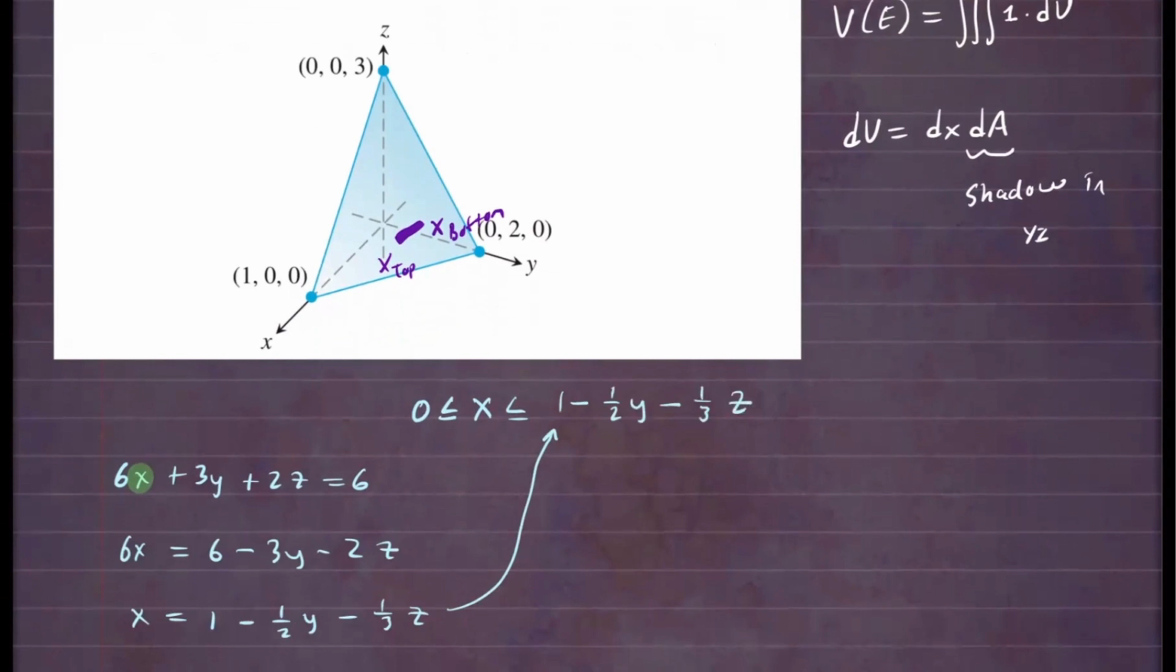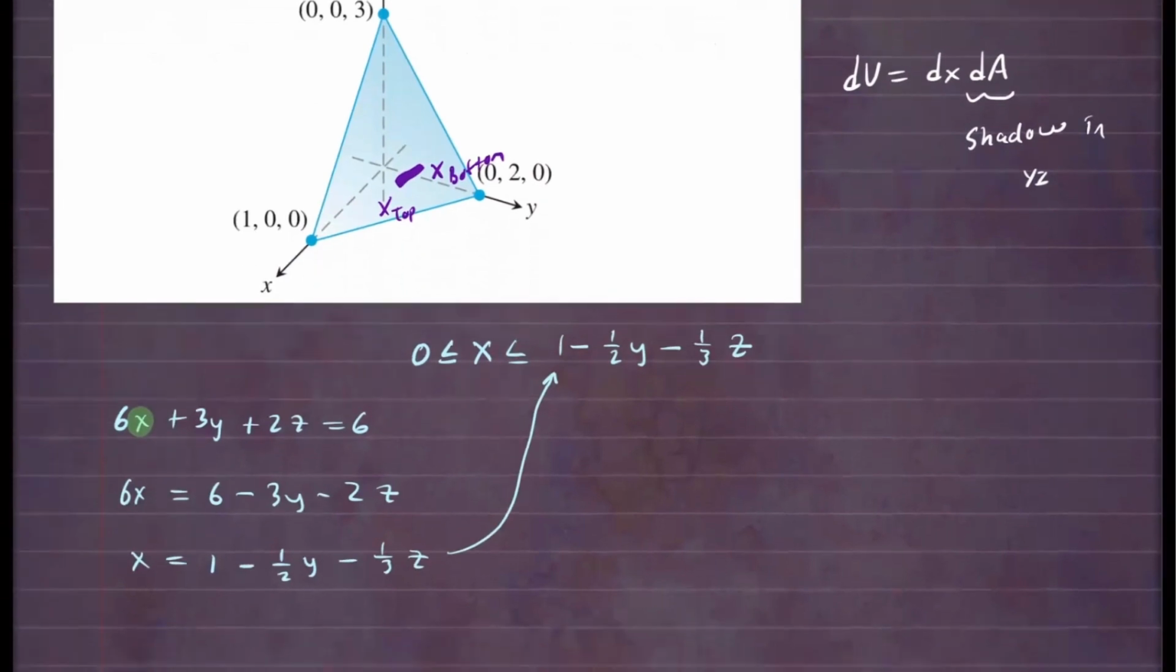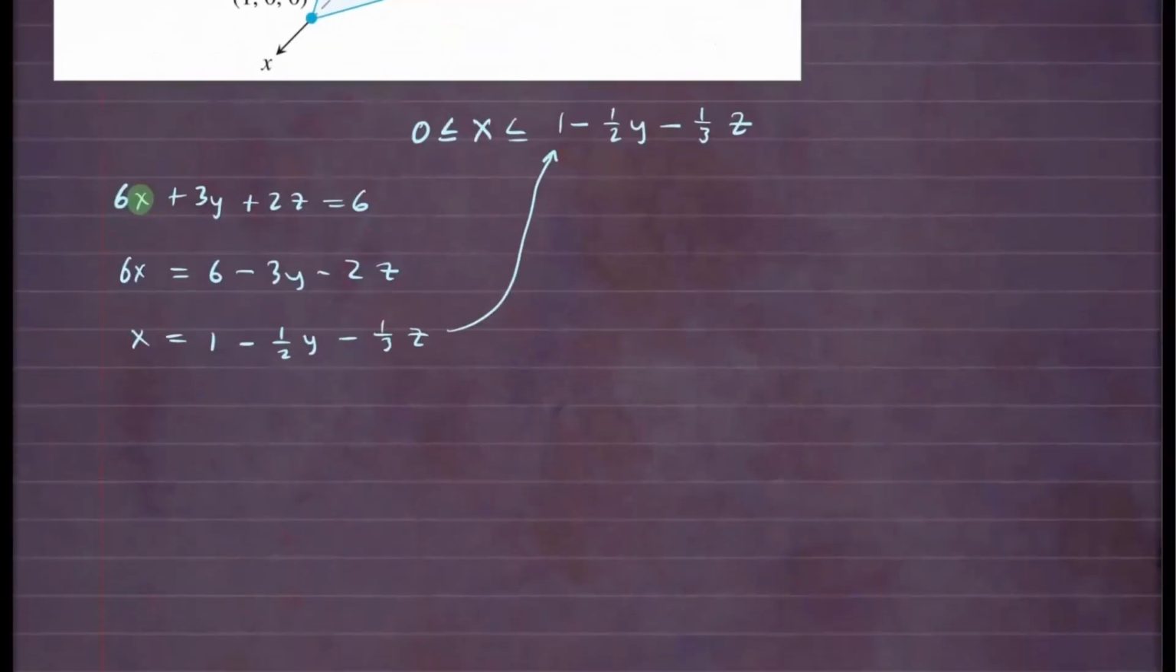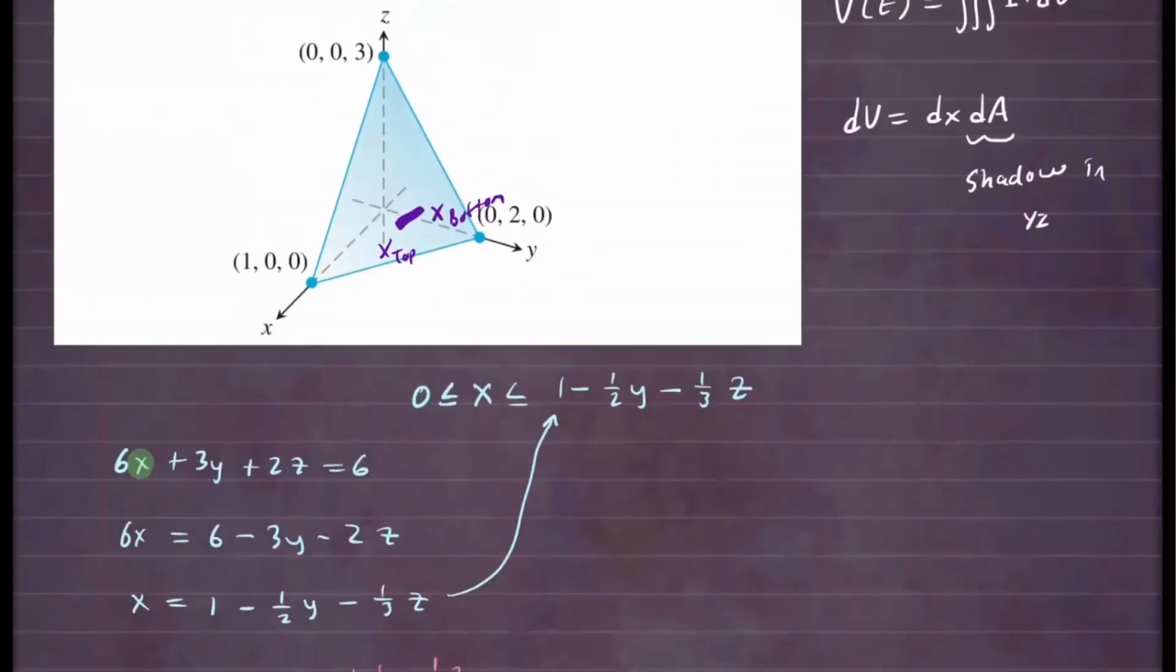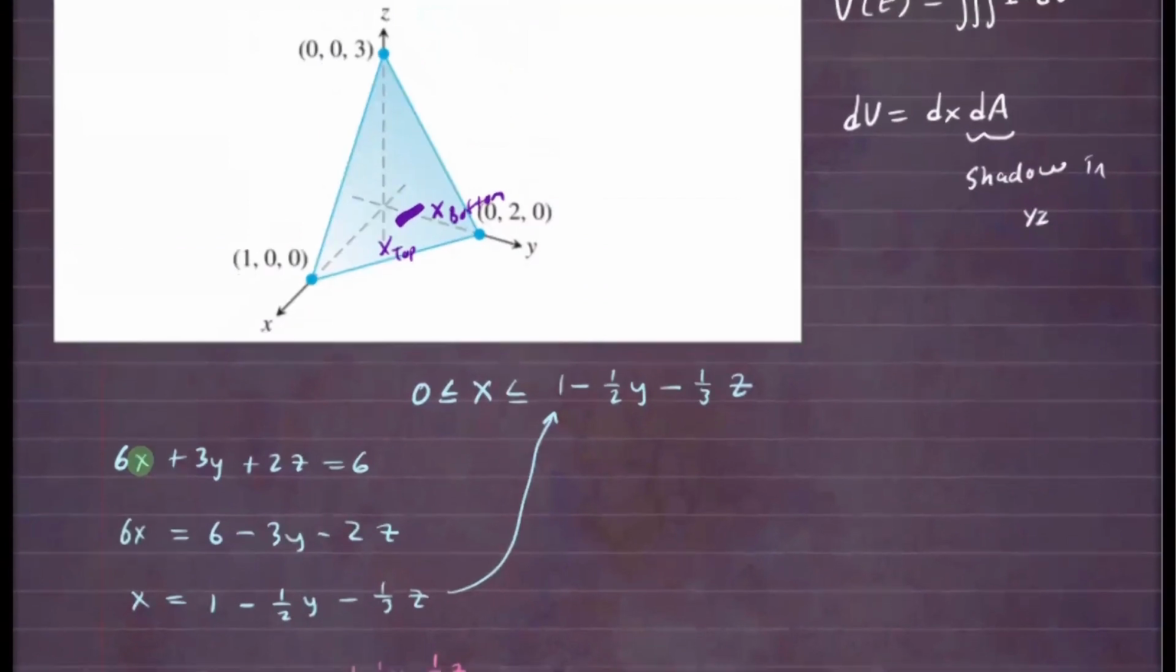So when we're setting up the triple integral for our volume, let's go ahead and write that down. Our volume of this solid, another setup, would be the triple integral over the shadow. Let's call that region R. But now x will go from 0 to that plane, so that'll be 1 minus 1/2 y minus 1/3 z, of 1 dx, and dA. Now let's figure out dA. So dA will be the projection of this plane onto the YZ plane.